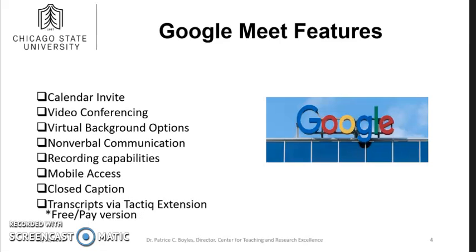Some of the features that are commonly used in Google Meet are the calendar invites and video conferencing. You have the option to change your background, use nonverbal communication tools, and you can even record your meetings. Because it's Google, you can access it via your mobile device, and you can also turn on closed captions and download transcripts.